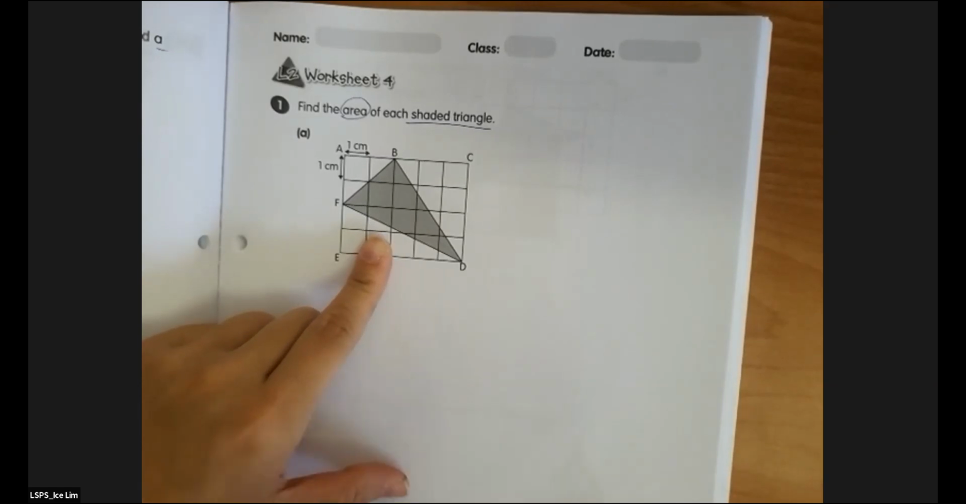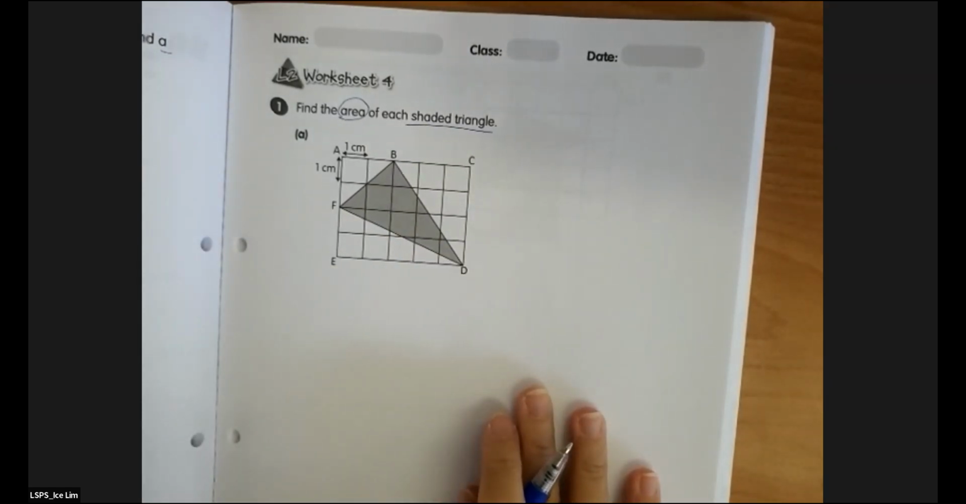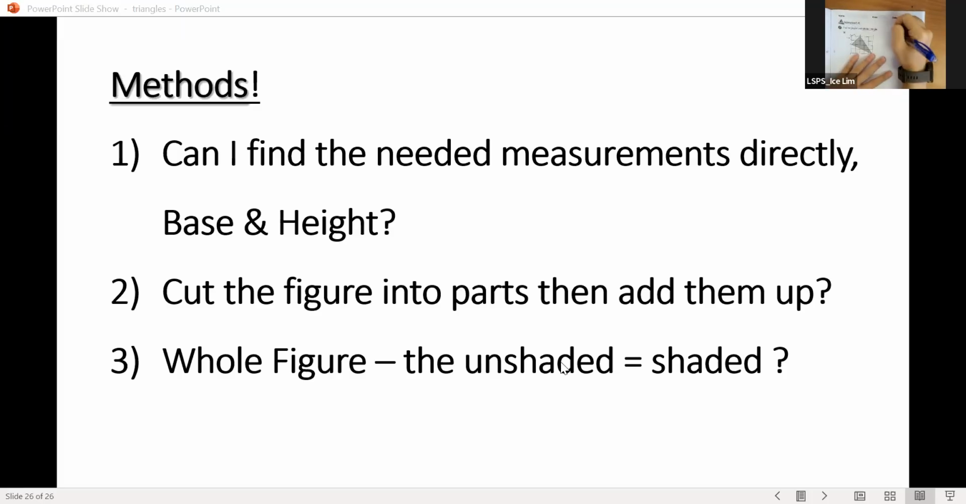Okay, now we go through the same methods again, the same methods that I share here. Either number 1, can I find measurements directly? That means I can do immediately. Either the base or height, are they provided already? Or can I find them directly? Number 2, can I cut up the figure to shapes? Or number 3, we use the whole thing minus the unshaded or the shaded to find the shaded or unshaded.